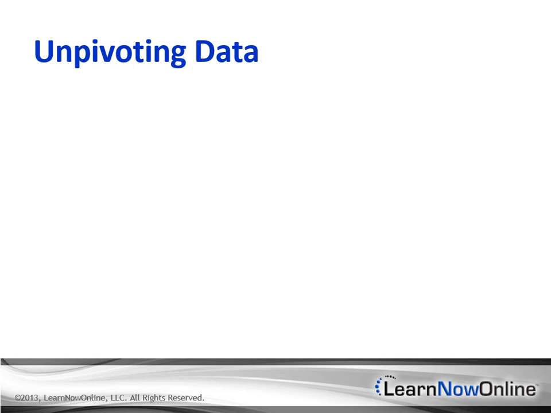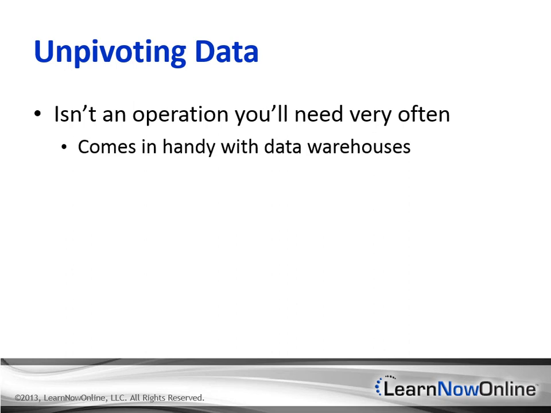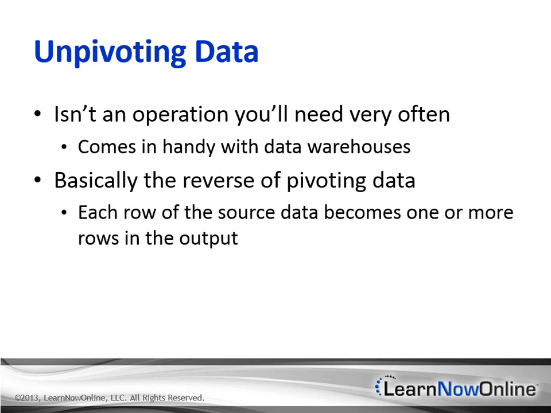You can also unpivot data. This isn't an operation that you'll need very often, but it can come in handy when working with data warehouses. Unpivoting is basically the reverse of pivoting data, in that you're rotating the columns into rows. The result is that each row of the source data becomes one or more, potentially many more, rows in the output, one row for each of the specified source column values.